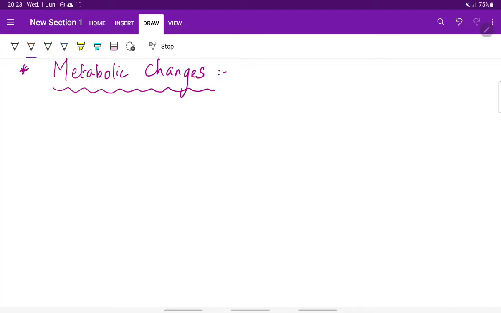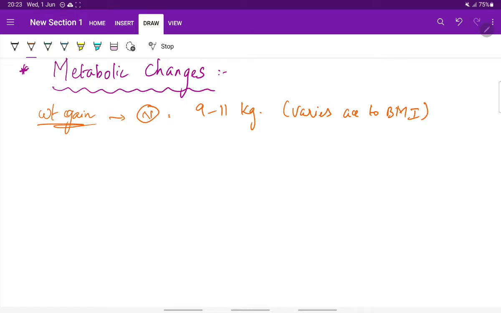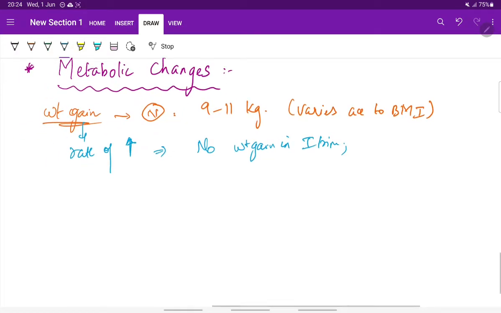Next, let's see the metabolic changes seen during pregnancy. First is the weight gain. The normal weight gain lies in the range of 9 to 11 kgs in pregnancy, but this varies from person to person according to the BMI of the mother. So the rate of increase, there is no appreciable weight gain in the first 3 months, the first trimester, then between 20 weeks to delivery, the rate of increase is 0.5 kg per week. This is the rate of increase in weight.